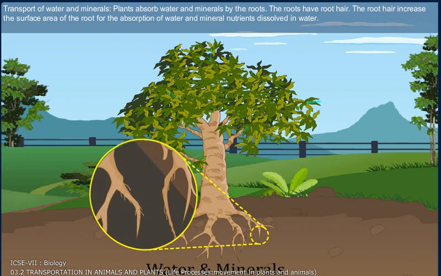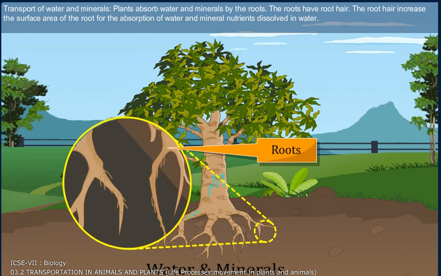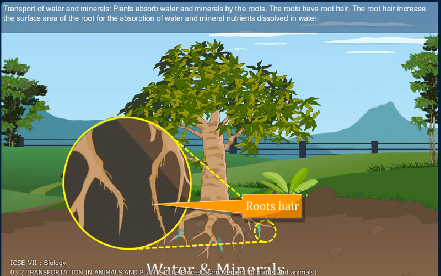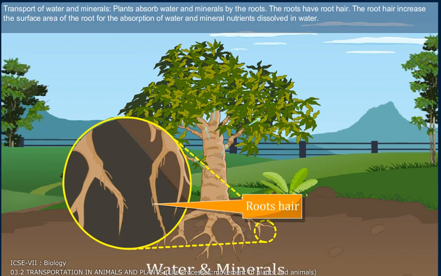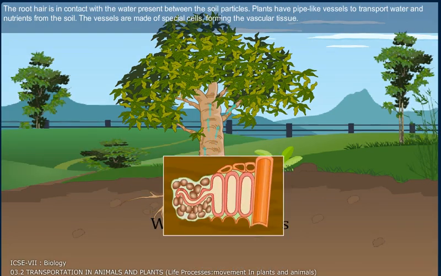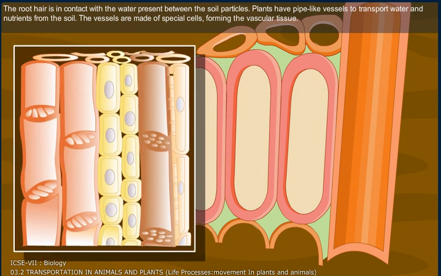Therefore, food must be made available to every cell of an organism. Transport of water and minerals. Plants absorb water and minerals by the roots. The roots have root hair. The root hair increases the surface area of the root for the absorption of water and mineral nutrients dissolved in water. The root hair is in contact with the water present between the soil particles.